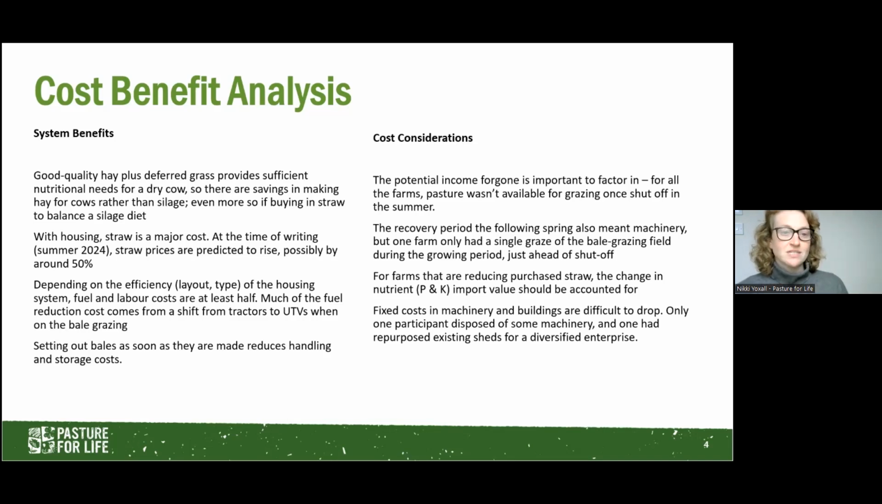Obviously, this approach reduces the straw cost of housing, and it reduces a lot of the fuel and labour costs as well. And it means that we can shift from daily tractor use to ATVs, UTVs, for example, when bale grazing. And we also make sure, all of us, that we're setting out bales early in the summer so that we're not making hay, bringing it in, taking it out again. And actually, we find that there are no problems with it sitting out on pasture. We don't see any issues around the bales getting moldy or anything.